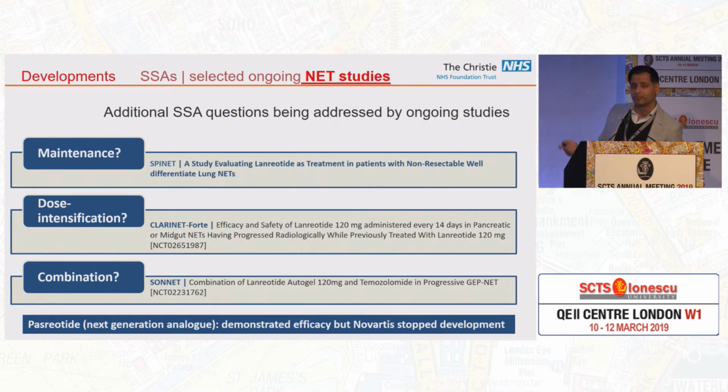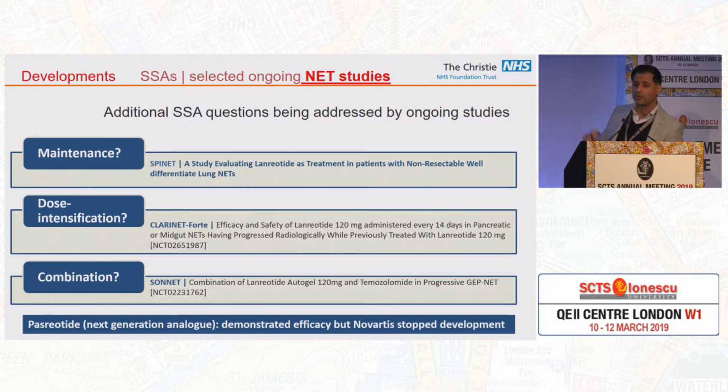And because of these developments, people have wanted to develop the somatostatin analogues further, and so people have looked at the role of maintenance using these somatostatin analogues, and this is the trial that I alluded to. SPINET was a purely lung net trial which had to close early, and so it was looking at the use of lanreotide to try and improve progression-free survival in well-differentiated nets. Why did it close early? No accrual, or poor accrual.